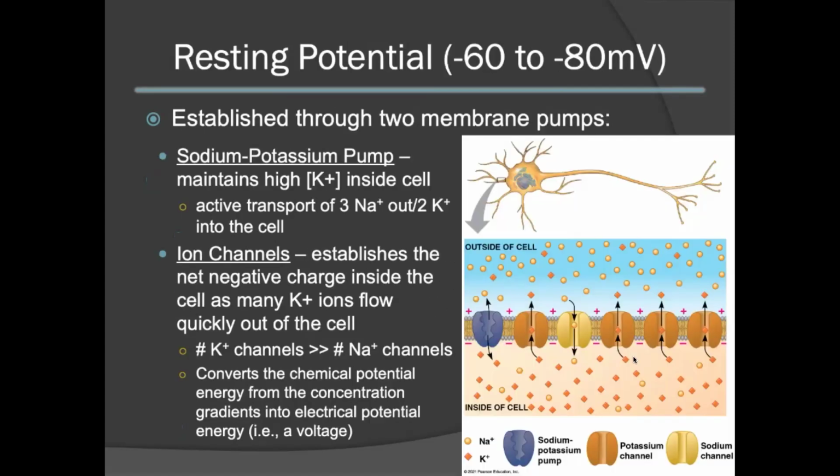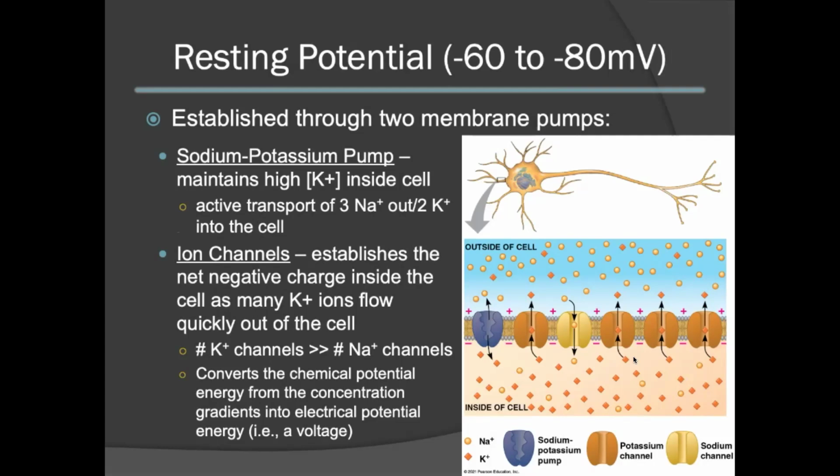The resting potential of an inactive neuron sits between negative 60 to negative 80 millivolts. This is established mainly through the action of two different kinds of membrane pumps, ion channels and the sodium-potassium pump. The sodium-potassium pump is important for maintaining a high concentration of potassium inside the cell. If you recall, the sodium-potassium pump will actively transport 3 sodium ions out of the cell for every 2 potassium ions brought into the cell.